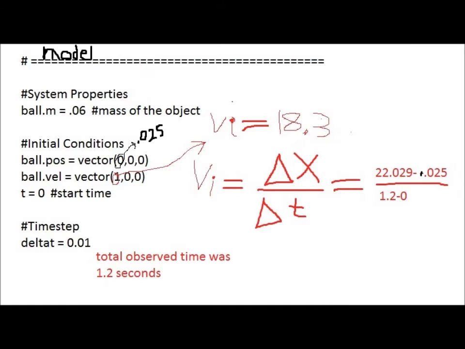In order to predict my model, I used this software, and I was able to find that the mass of a tennis ball is 0.06 kilograms, and from this I was able to find the velocity, which is the delta x divided by delta t, which is the final position minus the initial position divided by the final time minus the initial time.